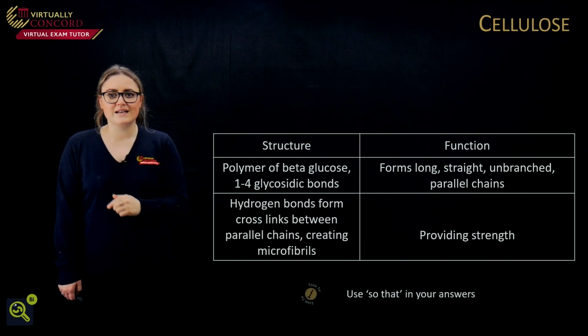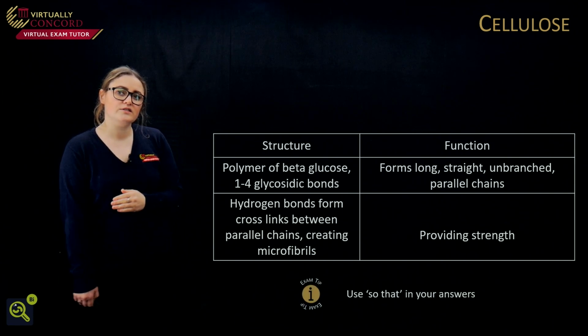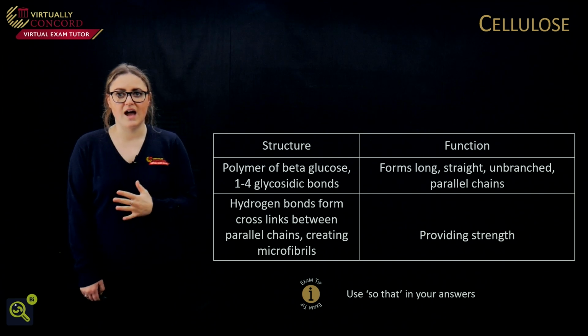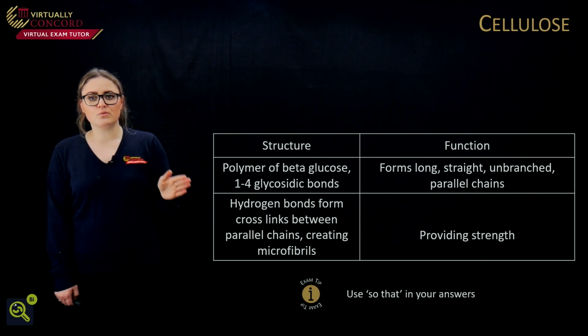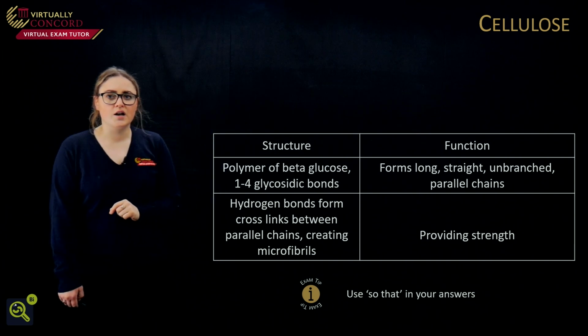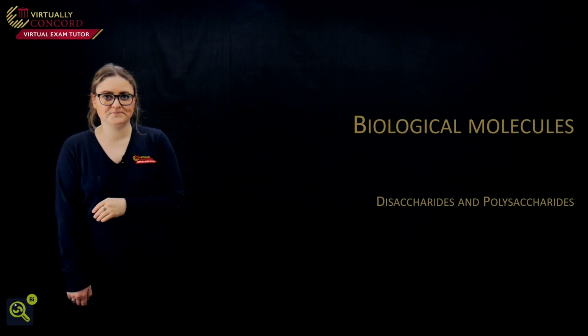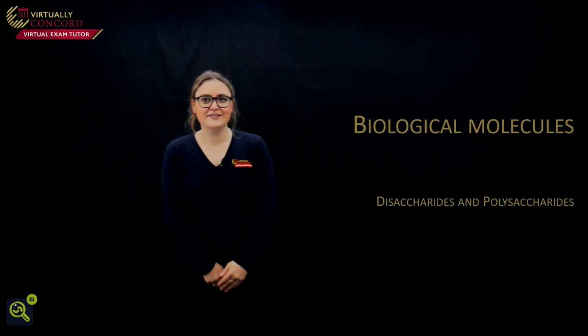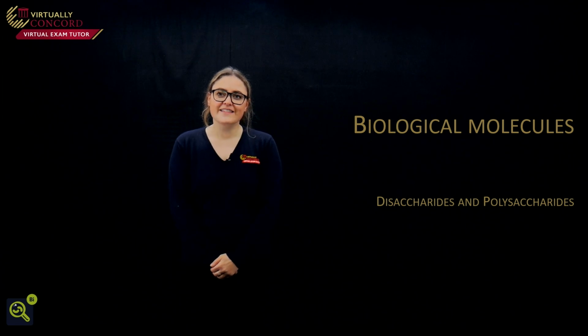So another exam tip, okay, again, we are using language that says "so that". So it's a polymer of beta-glucose, 1 to 4 glycosidic bonds, so that we can form long, straight, unbranched parallel chains. So in that video, we have looked at the structure of disaccharides, the test for non-reducing sugars, the structure of polysaccharides, and the test for starch. In the next video, we'll be looking at the structure of lipids.